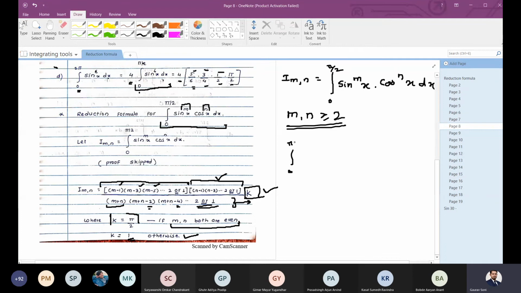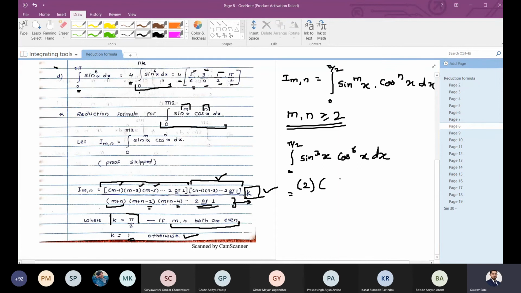If I have 0 to pi by 2 sine raised to 3 x cos raised to 6 x dx, what do we need to do? Take the power of sine and go on subtracting odd numbers. 3 minus 1 is 2, and then that's it, nothing else.